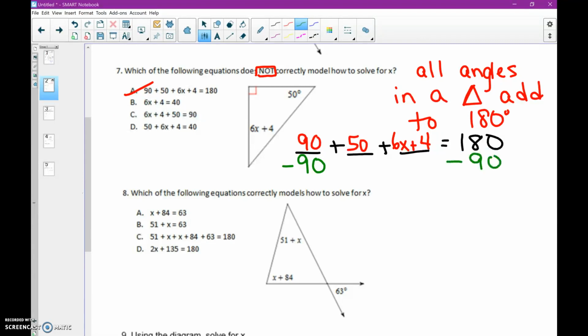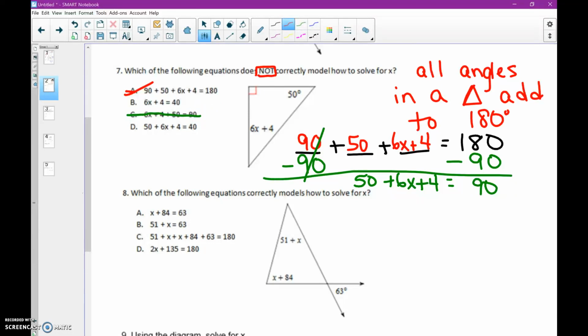If I subtract 90 over here, not combining like terms, don't have to. It's okay if I don't. I end up with 50 plus 6x plus 4 equals 90. So it actually ends up getting this equation right here, which means that one is also not an option because it's also a correct form of the equation. Even if it's not solved all the way down, that's okay.